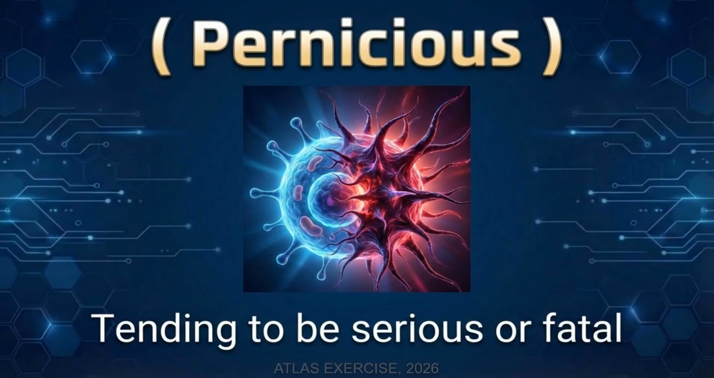Moving on to pernicious, which means tending to be serious or fatal. Pernicious, as in pernicious anemia. Definition: a serious condition where the body cannot absorb vitamin B12. Symptoms: fatigue, weakness, nerve damage. Medical note: often treated with B12 injections.